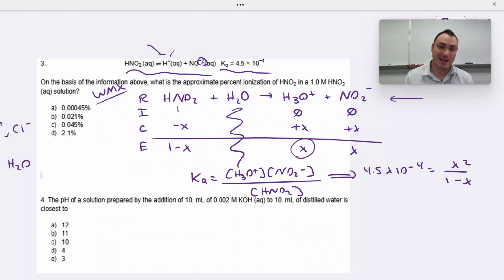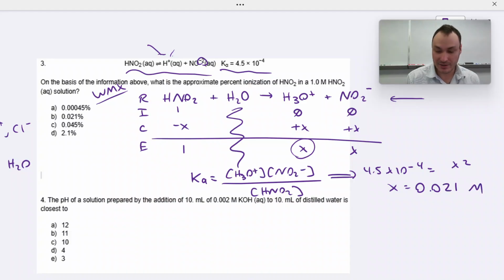It has a very low Ka, which it does, which means that the final concentration of HNO2 is really just the initial concentration of HNO2. It's going to have a negligible change, which means this denominator goes to 1. And then I can just say x squared is equal to 4.5 times 10 to the negative fourth. So the square root of 4.5 times 10 to the negative fourth is equal to 0.021. That is the concentration of H+ that we have.